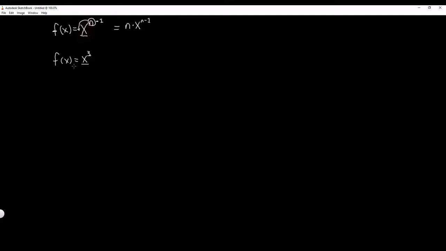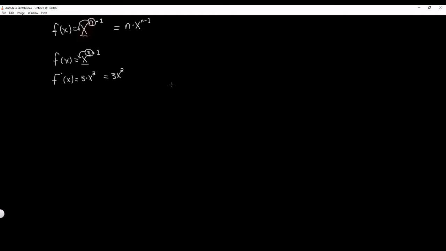So for example, take f of x is equal to x cubed. Well, the derivative of x cubed is going to be equal to, if we take the exponent 3 and move it out to the front, this will be 3 times x, but then we have to subtract 1 from our exponent, so 3 minus 1 is equal to 2. Our derivative using the power rule is 3x squared. So if we simplified this, multiplied 3 by x squared, this will be 3x squared.